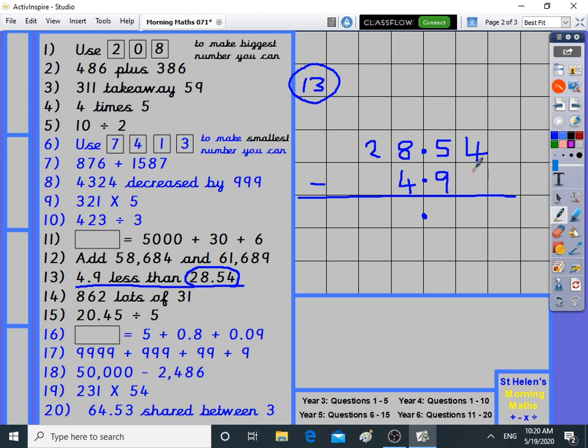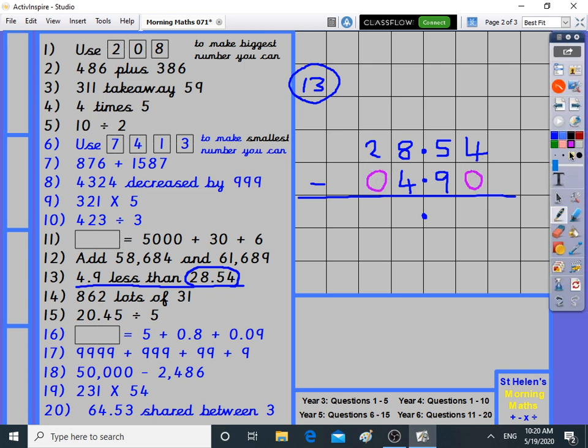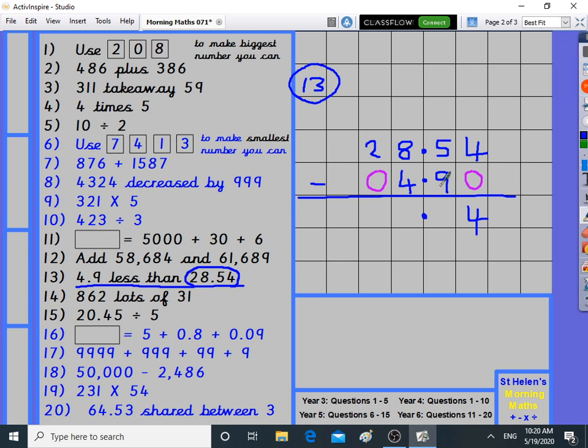Some people like to place zeros here or even here. You don't have to. You do have to have the top line having all the digits on it though, like it has. So 4 take away 0, 4. 5 take away 9, can't do. Borrow from the 8, goes to a 7. 15 take away 9, that's 6. If I go too fast, just pause and catch up. 7 take away 4 is 3. 2 take away 0 is 2.